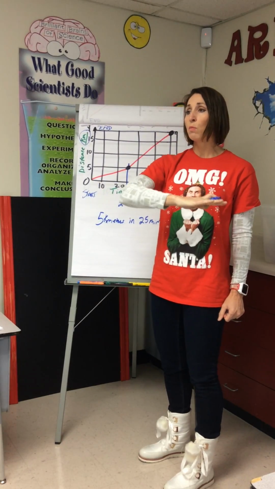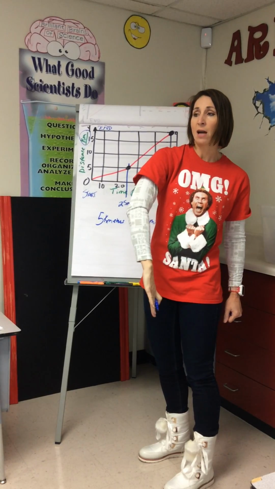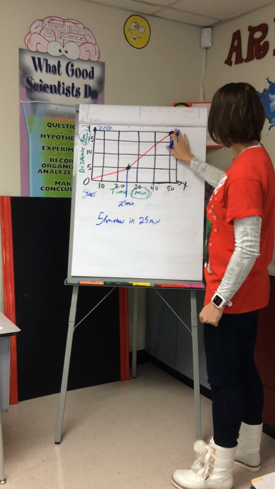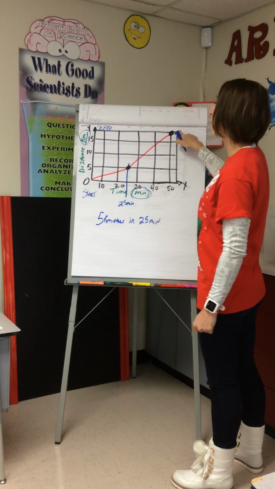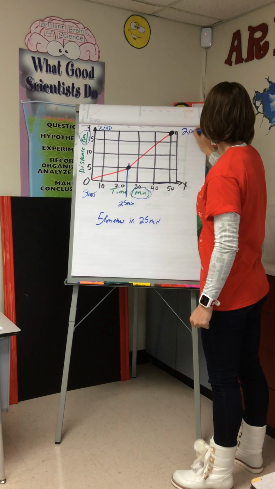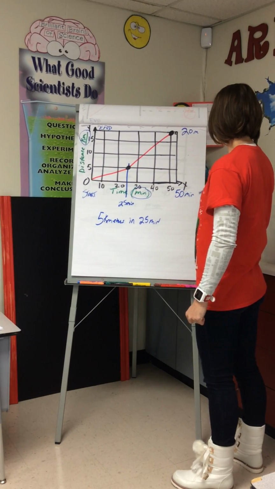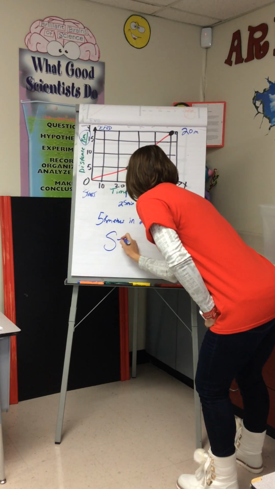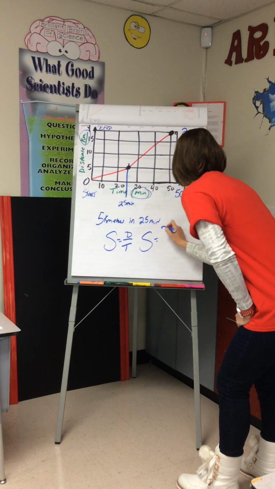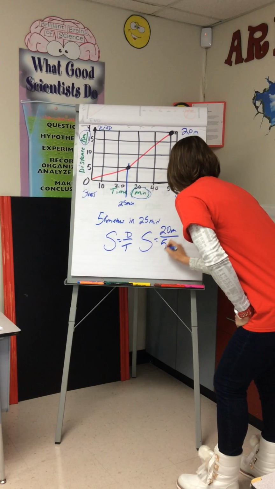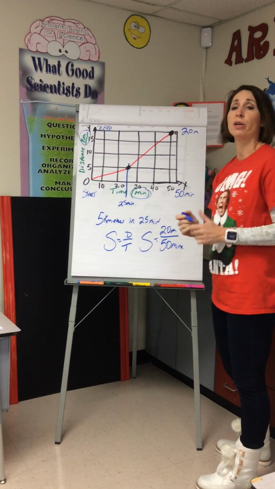Remember, this is no movement. This is fast, and as you go down, it gets slower, slower, slower to no movement, and that is backwards. So from here to here, the car is moving faster, and the car has gone how far? 20 meters in how many minutes? 50 minutes. So speed equals distance divided by time. Speed equals 20 meters divided by 50 minutes. And you use a calculator because it's easier for you to use a calculator in science.